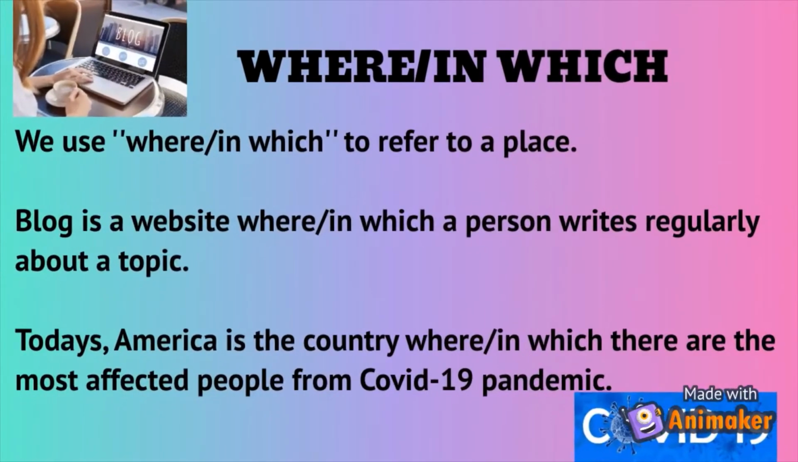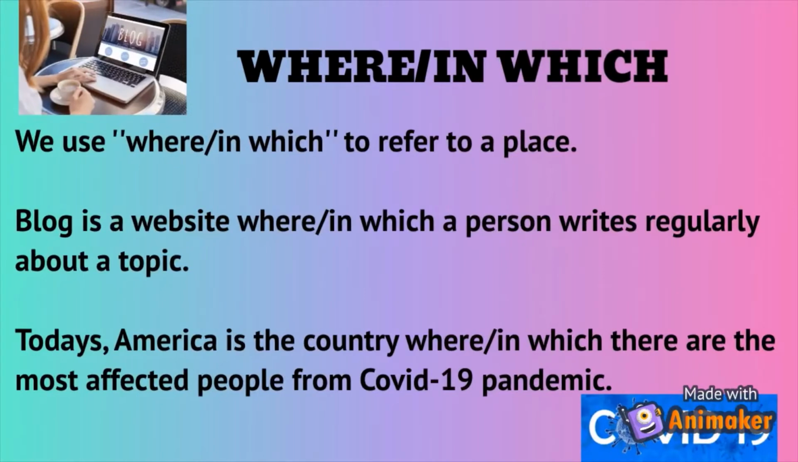Where or in which. We use where or in which to refer to a place. For example, blog is a website where or in which a person writes regularly about a topic. I will say only where. Here, blog is a website is the main clause. Where is the relative pronoun and it refers back to a website. And where a person writes regularly about the topic is the relative clause.